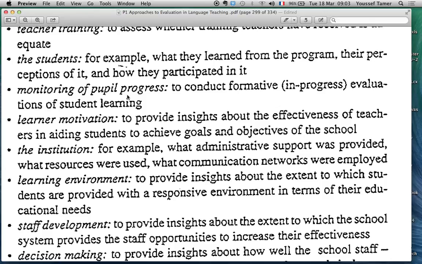These two points here are related, in fact. Because if the program involves the students' perceptions, students will certainly be participating in it. But if the program doesn't reflect the students' perceptions and needs and interests, of course, they will not participate in it, okay? They will get bored and so on.